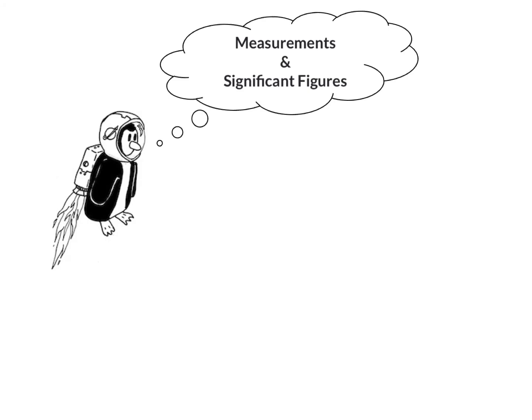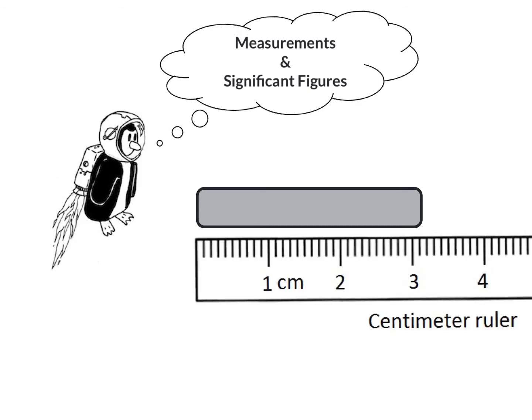Measurement is a fundamental skill of science. It is important that we understand the basics of it before we move on. If we have an object we're interested in measuring, we will need something to measure it with. Here we have a meter stick that we can measure this fascinating gray block.